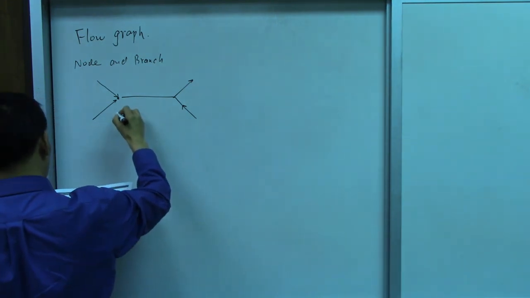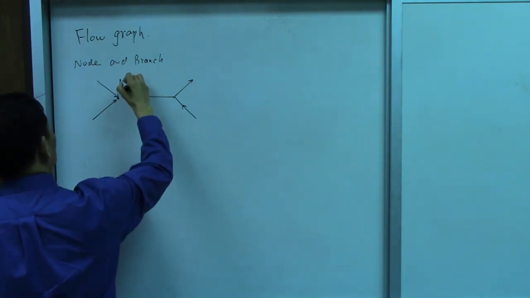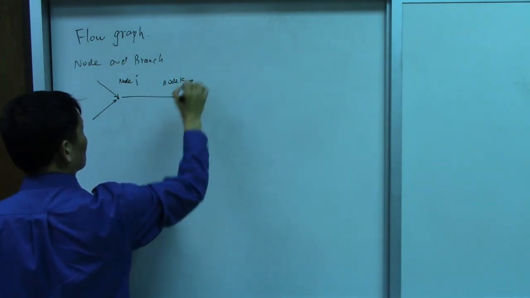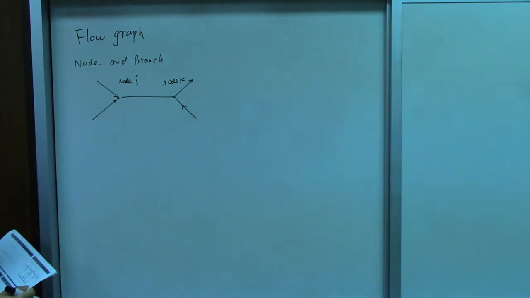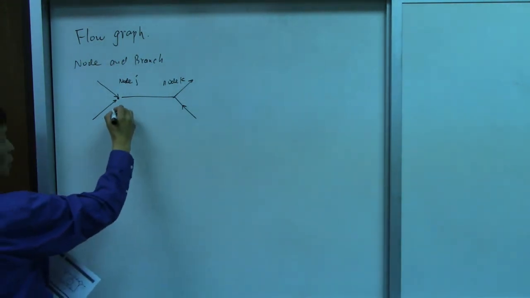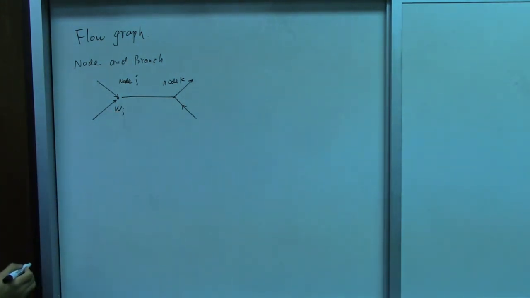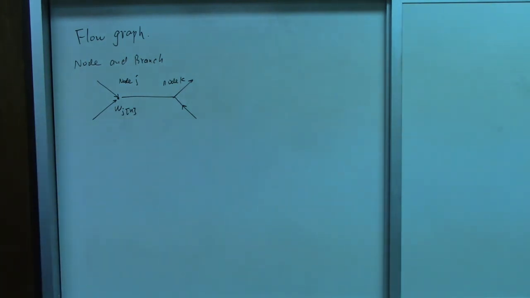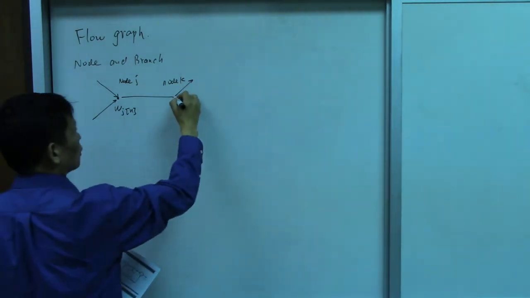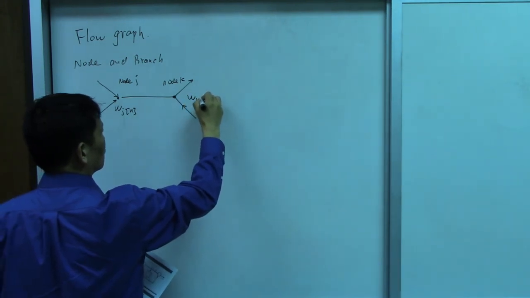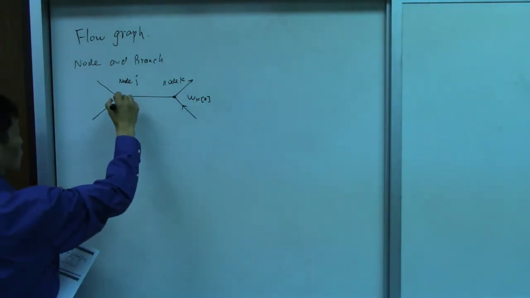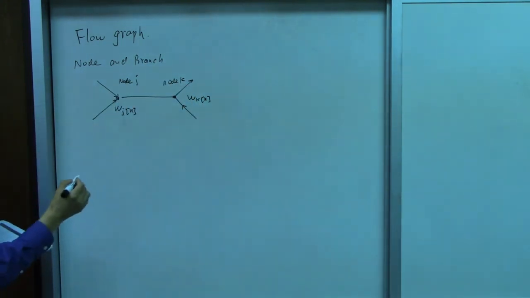So this is node J, and this is node K. And we are going to write this is Wj, and this is discrete system, so the time is n, and the value at this point is Wk, it's function of time n. So this is node, all others are branches.